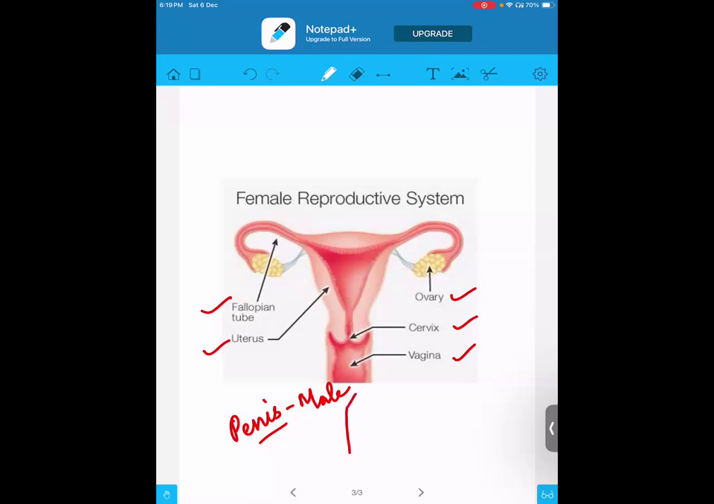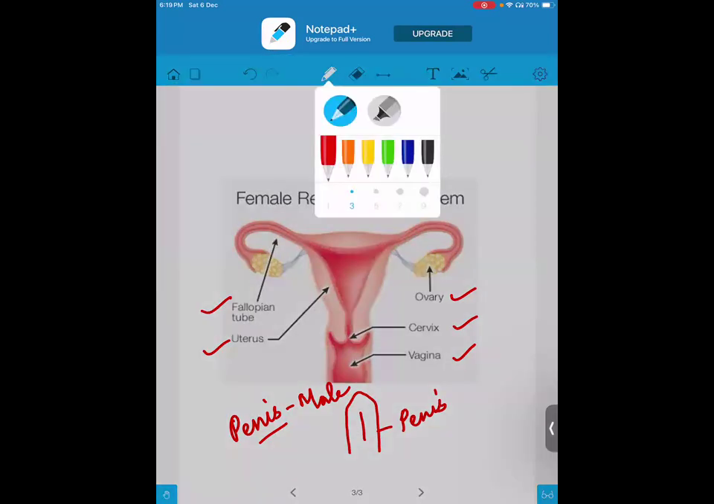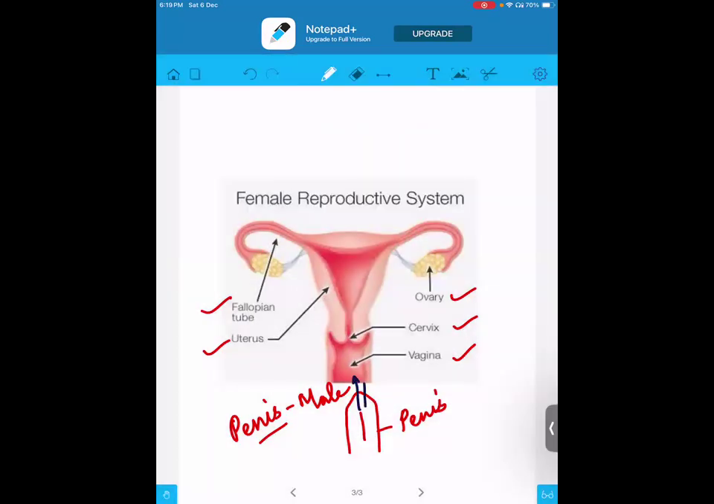Now here, for example, the penis is here. When they have to ejaculate, they will be ejaculating into the vagina part of the female. When it is ejaculated in the vagina, it travels to the next part, which is called the cervix. Then from the cervix it goes to the next part, and through the fallopian tube, it goes to the part which is called the ovary.